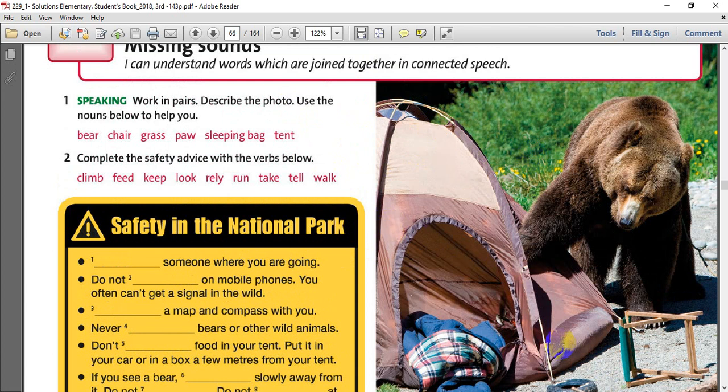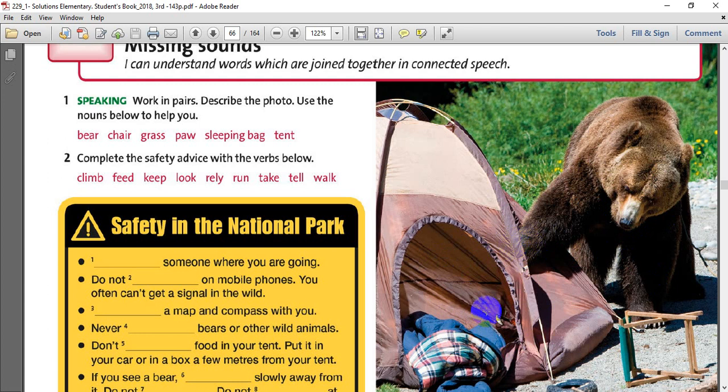Now here, some people are camping. If you want to describe, إذا أردنا الوصف ماذا نقول؟ Some people are camping, but their camp is empty. We can't see them. A bear is looking at the tent, at their tent.